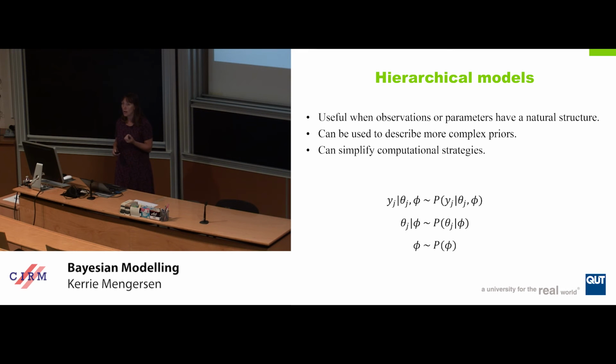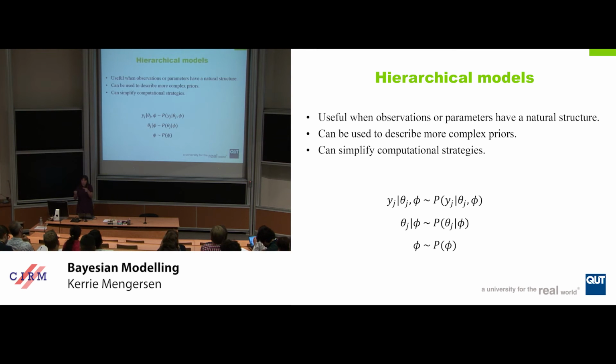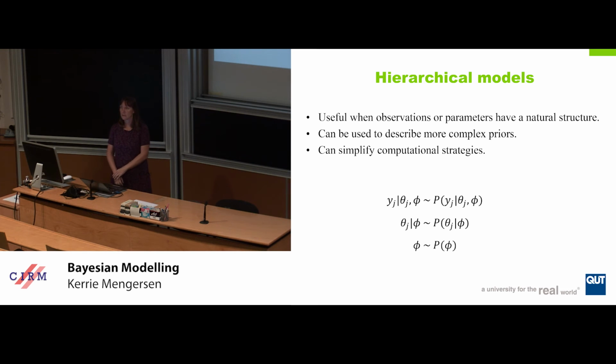So we can think about Y_j coming from some distribution that's characterized by theta_j and some other parameters phi. So theta_j given phi is going to have a distribution, and then the phis themselves are going to have some distribution. So we can now think about these different layers. The y's will have their distribution based on theta_j's, and then the theta_j's will have their distributions based on some other parameters, and then those parameters will have priors. So what's an example where I might use this kind of hierarchical structure? Tell me.